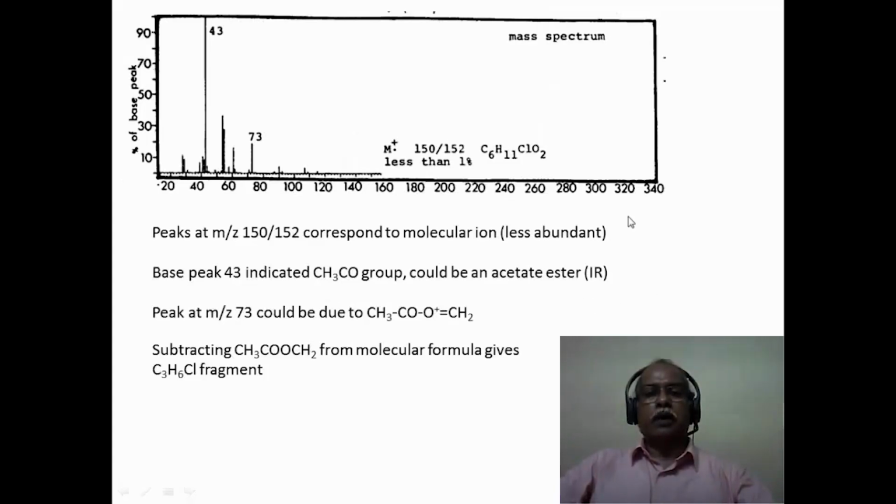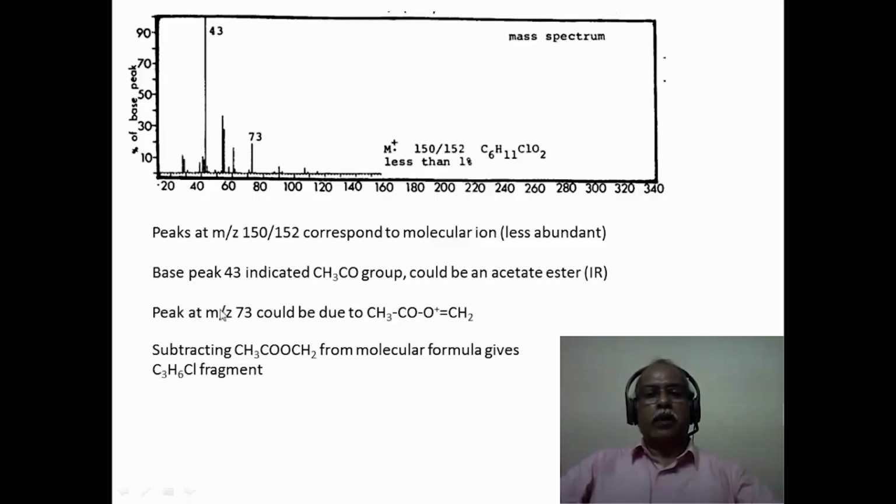This is the mass spectrum of the compound. The molecular ion is not seen very clearly. It is very less abundant, less than 1%, so it is not seen in the spectrum. So this is the molecular ion, 150, 152. Because of the presence of chlorine, you have the 150 and 152 peaks. What is important is the base peak, which is 43. It could be an acetyl group. So the molecule could actually be an acetate ester, fragmenting to give the acetyl group at 43 or so.